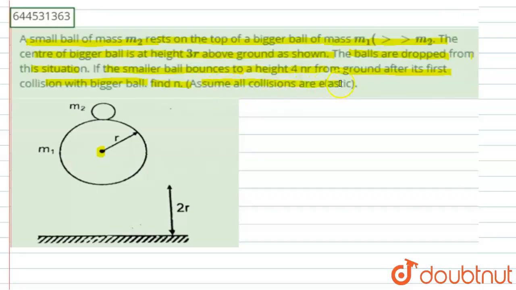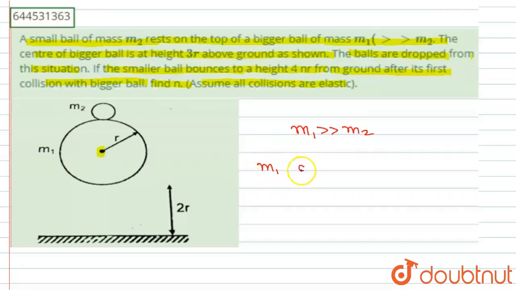Assume all collisions are elastic. Clear? So we have to find the n value. In this question it is given that m1 is greater than m2. Now we can find the velocity of the m1 block at collision.